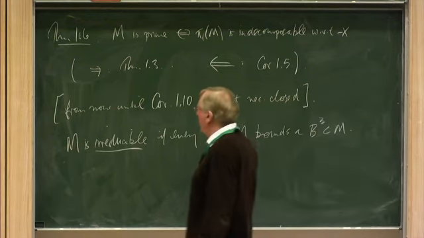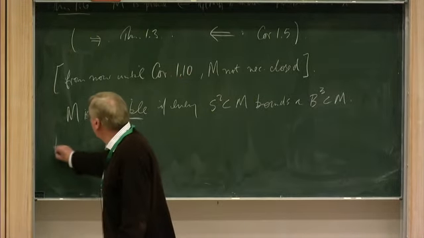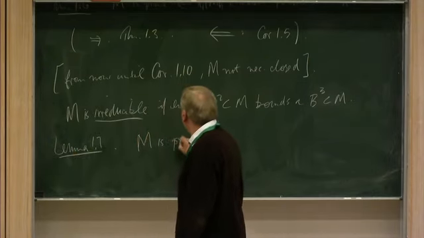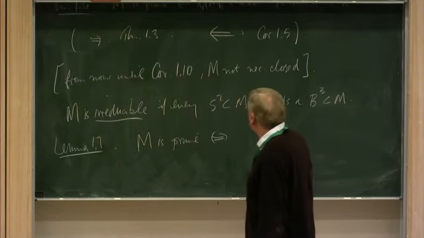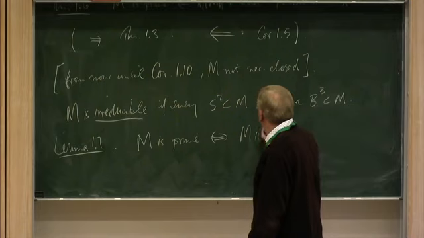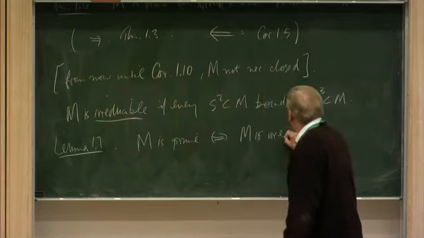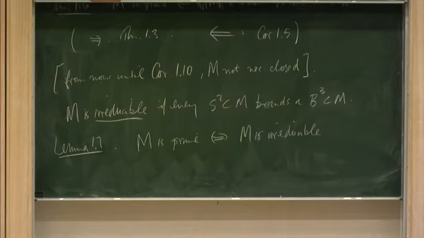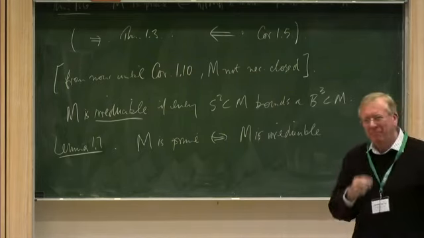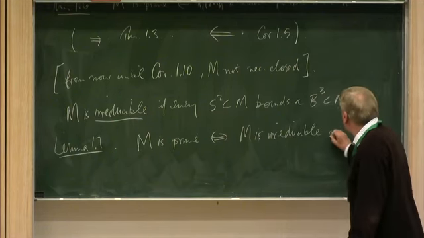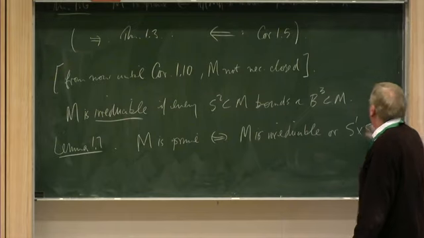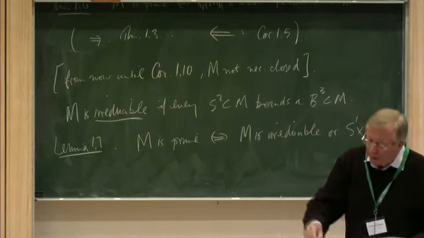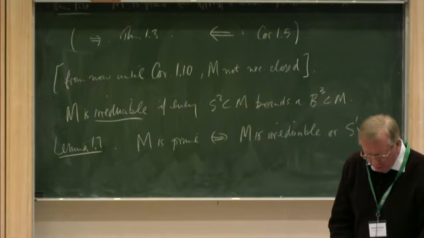So here's an exercise for you. Again, M is not necessarily closed. Show that M is prime if and only if M is irreducible, or there's exactly one manifold that's prime and not irreducible, S1 cross S2. For those of you who haven't seen this before, that's on the homework. You should be able to do that.